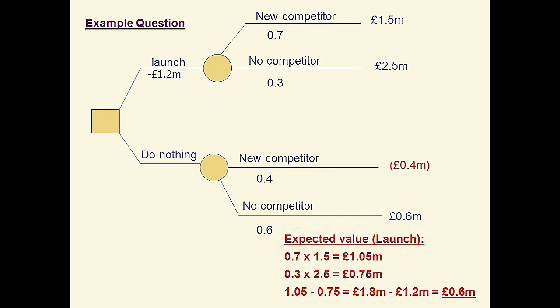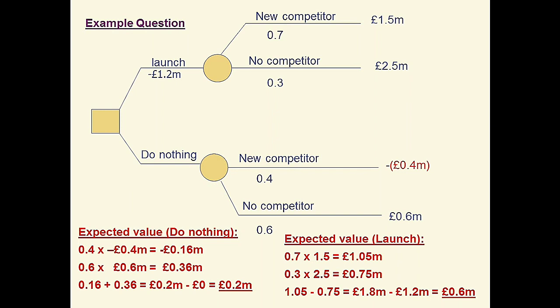So the expected value for calculating the launch of the product: 0.7 multiplied by 1.5 gives us 1.05, and then 0.3 multiplied by 2.5 gives us 0.75. We add both of them and then we deduct the initial cost, which was minus 1.2, the initial cost of 1.2 million, and the expected value that we get is 0.6 million.